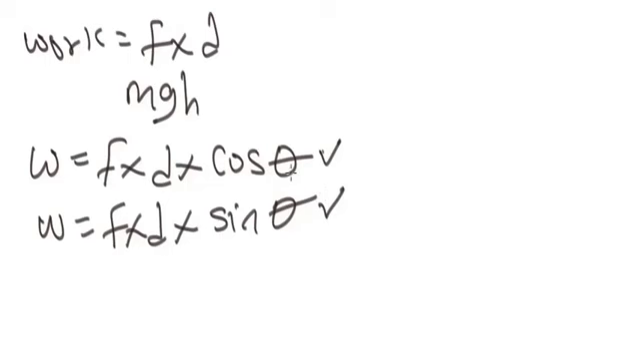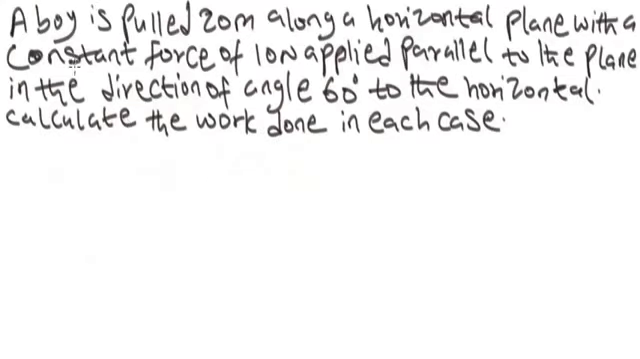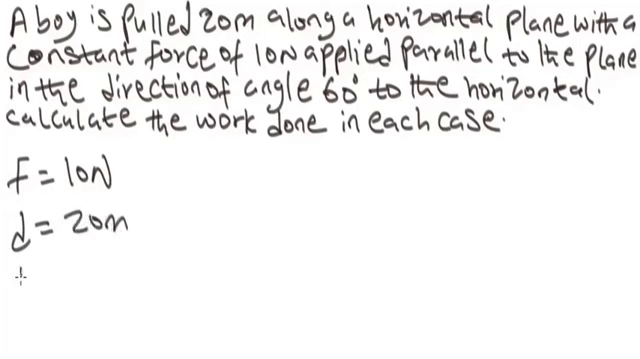Alright, so let's solve a typical problem on this before we go to energy. Let's wipe this. Okay, so let's look at this question. It says a ball is pulled 20 meters along a horizontal plane with a constant force of 10 Newton applied parallel to the plane in the direction of angle 60 degrees to the horizontal. Calculate the work done. Alright, so we have our parameters. We have our force to be 10 Newton. We have our distance to be 20 meters. We have our theta to be 60 degrees.